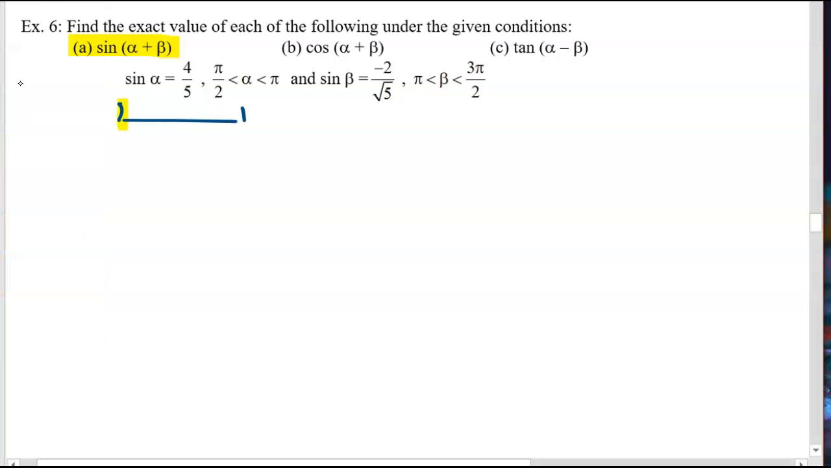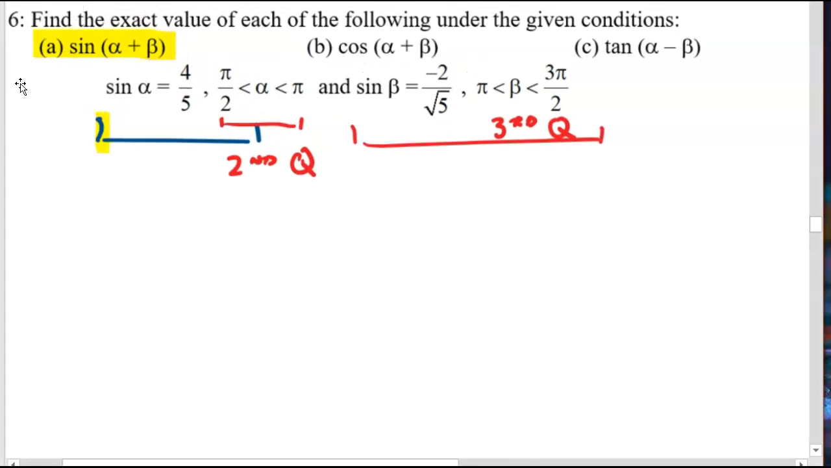And knowing that alpha is between pi over 2 and pi is important. That means that alpha is in the second quadrant. We'll come back to that. And then we're also given sine of beta, where beta is between pi, 180, and 3 pi over 2, which is 270. So this is saying that beta is in the third quadrant, and this is saying that alpha is in the second quadrant.